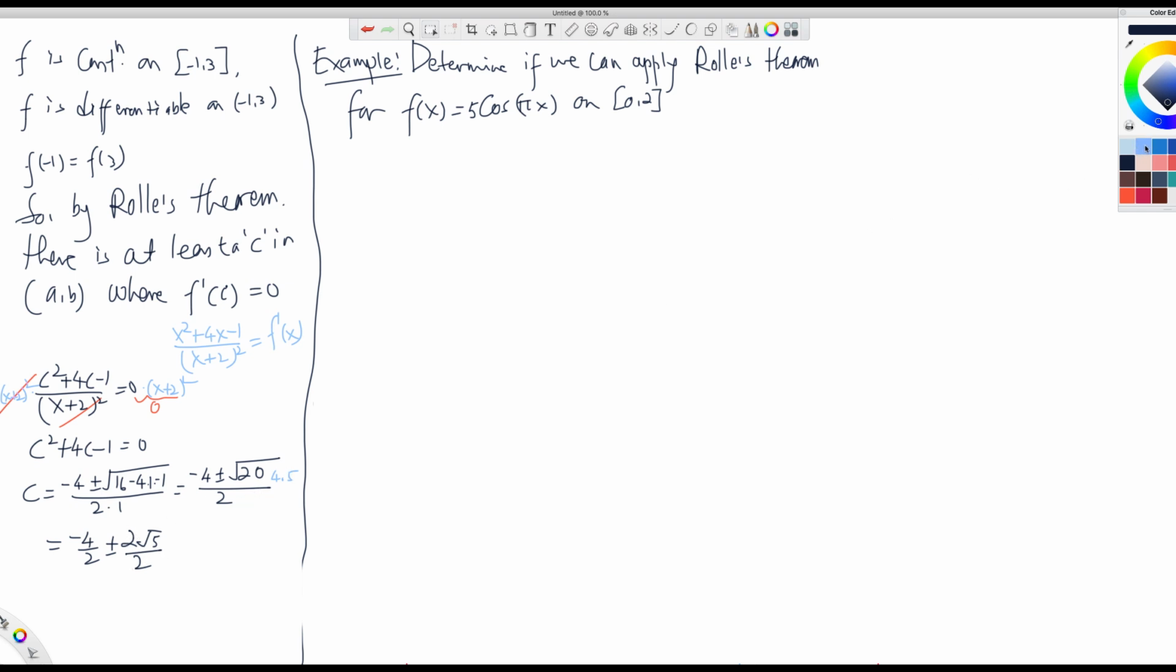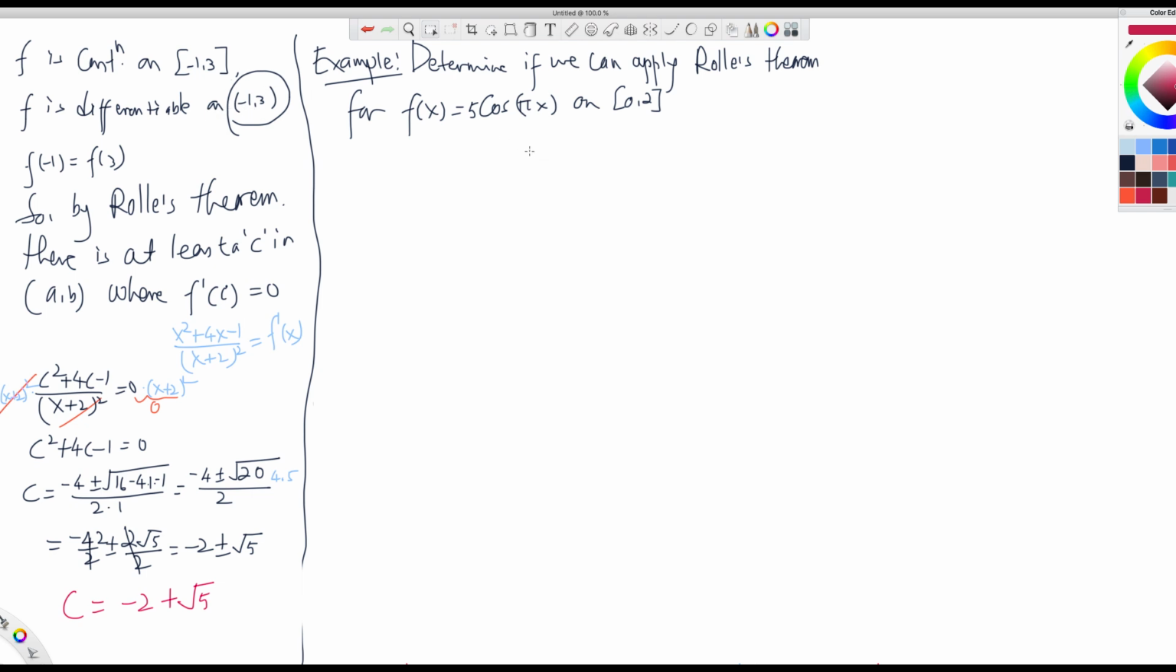Now what I am doing is cancelling those out, the 2 and 2, and 4 divided by 2 is 2. So what is left is negative 2 plus or minus root 5. But we are looking only in that interval, so which value lies in that interval? If you take the negative sign, you get negative 2 minus root 5, which is smaller than negative 4, so it is outside. Only the plus sign lies between negative 1 and 3. So the final answer is c equals negative 2 plus root 5, because the negative sign will produce a number that is outside this interval.